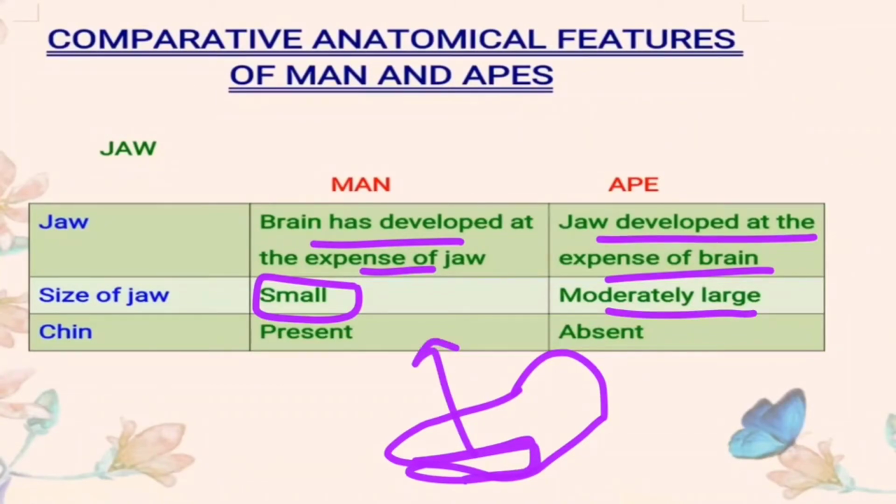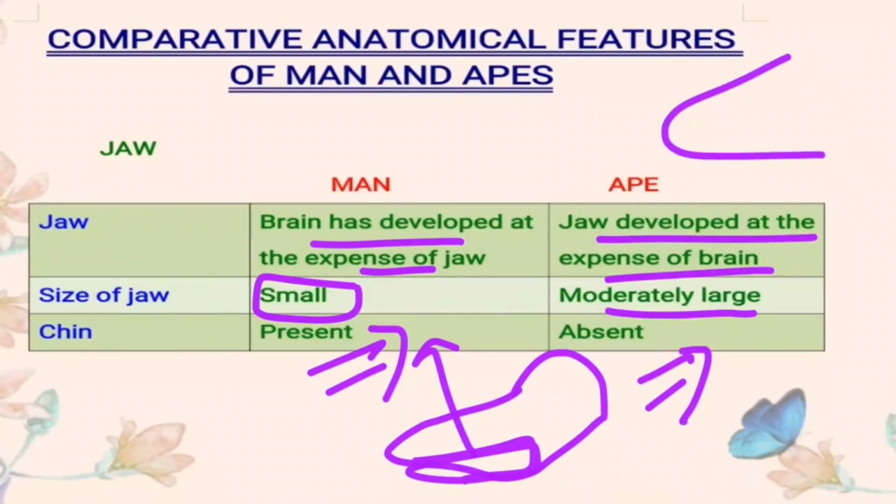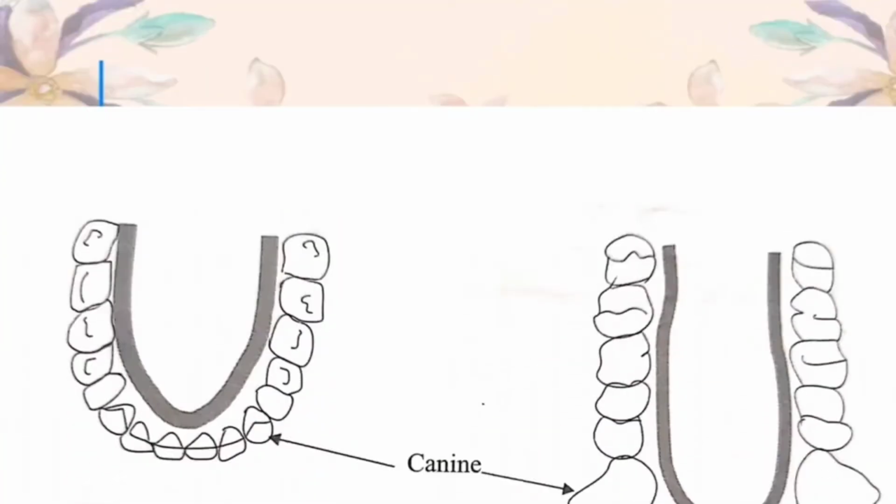The chin in a man is present, but in the apes it is absent, because they represent prognathism, and in that you will not have a distinct chin. But in the man you will find a chin for sure.